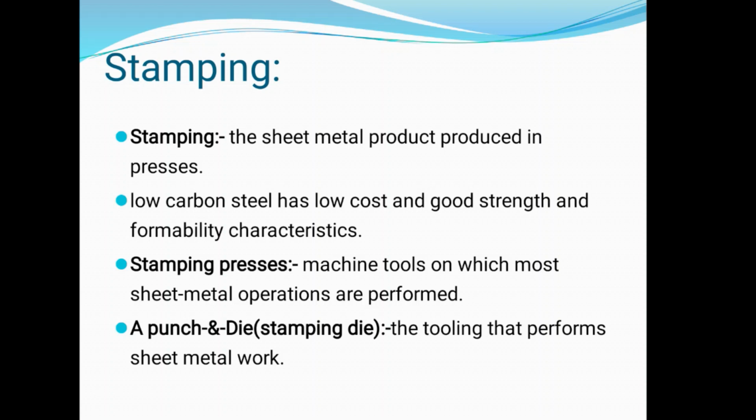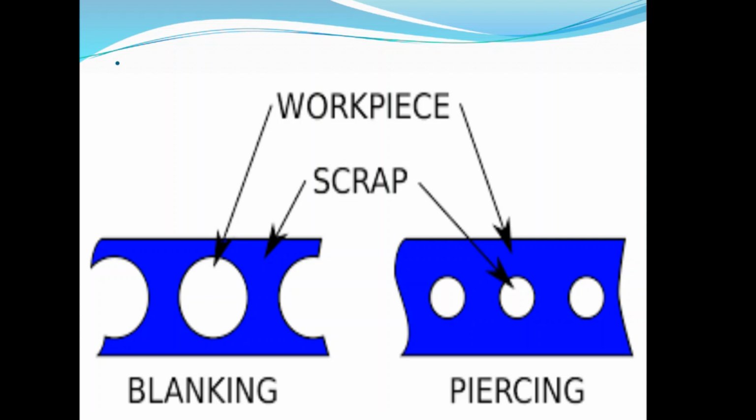And these are die and punch, which means these are tools. Next, blanking and piercing are nothing but punching. In blanking, we cut like this, we cut like this, a flat material.